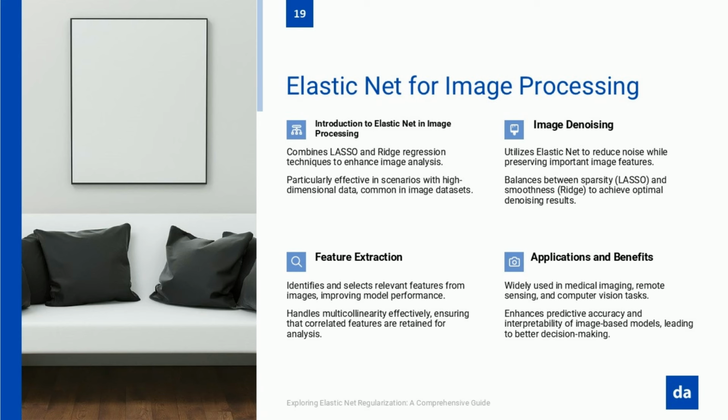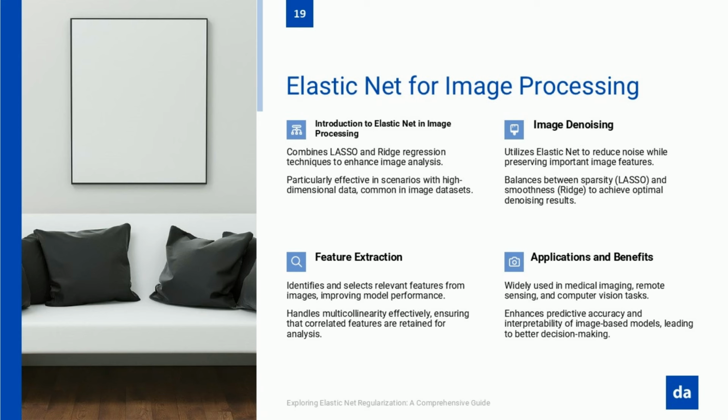Another major use case is in facial recognition and biometrics. Security systems rely on machine learning to identify individuals from images or video feeds. The problem? Faces are highly structured, meaning pixels near each other are strongly correlated. If a model doesn't handle this properly, it might overfit to shadows, lighting conditions, or minor distortions. Elastic Net helps by reducing noise while keeping key facial landmarks intact, leading to more reliable recognition systems.